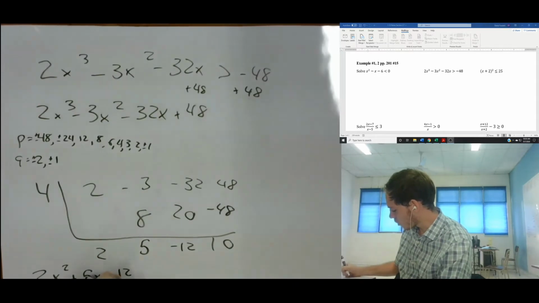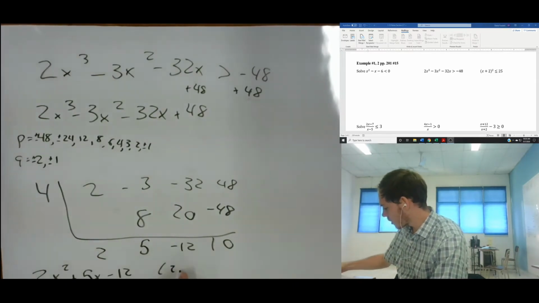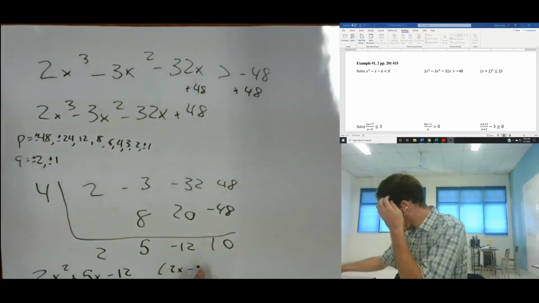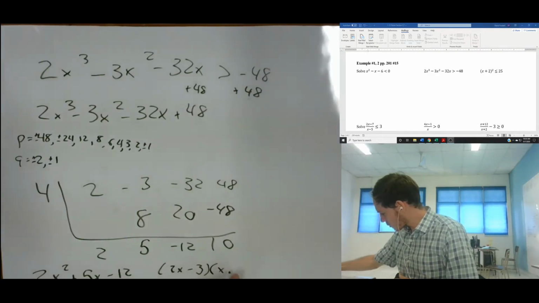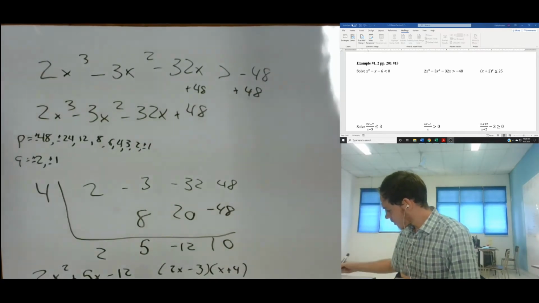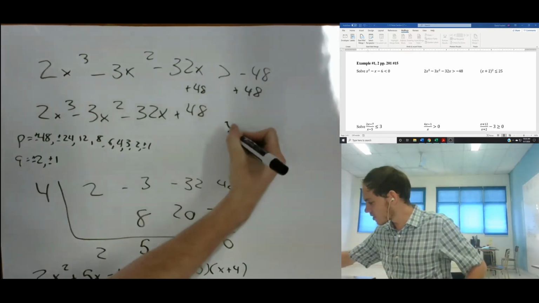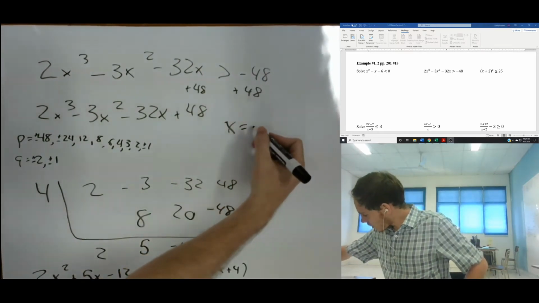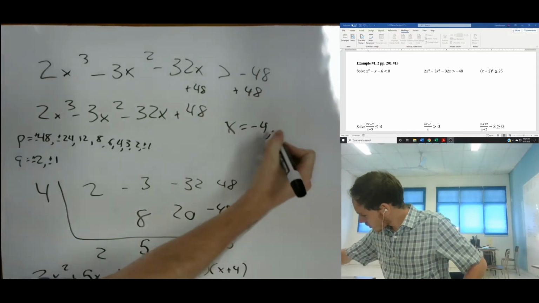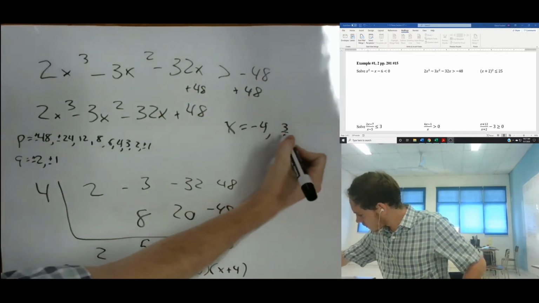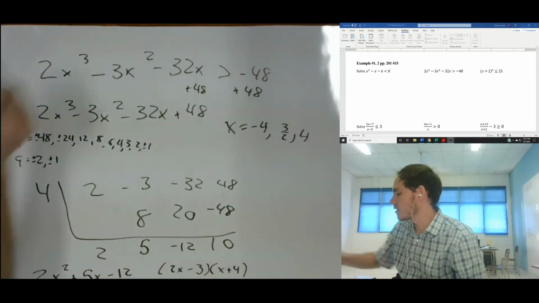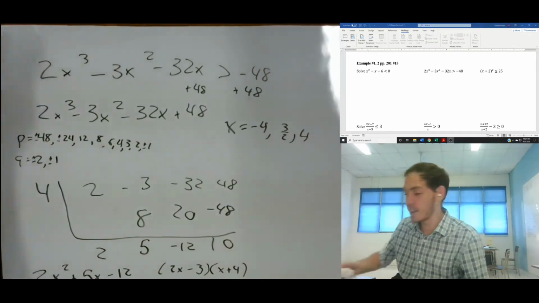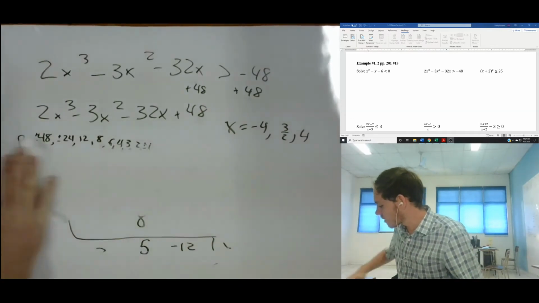And then this would be 2x squared plus 5x minus 12. Due to the math, 24, you can get 2x minus 3 times x plus 4. So our zeros are x equals negative 4, 3 over 2, and 4. Okay? So you would use synthetic division.